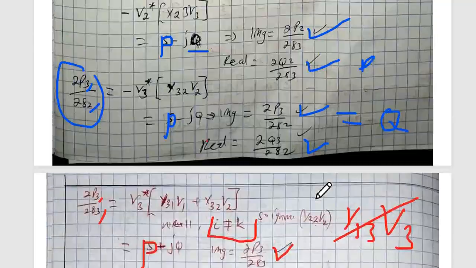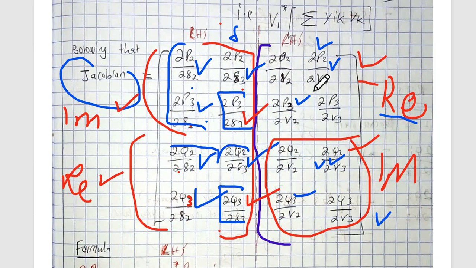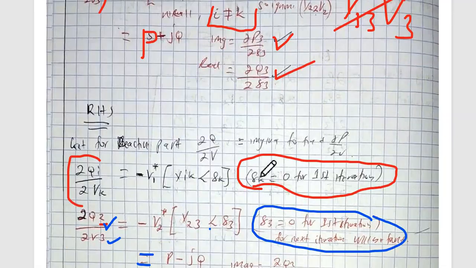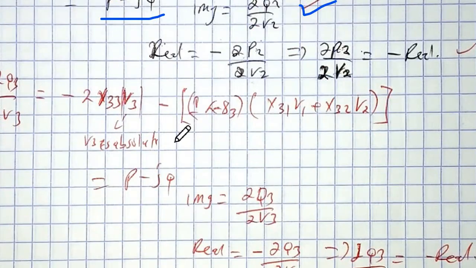So we'll just come in here. You want this partial Q2, partial V2, which is here. This one is imaginary. So to get this, just take the negative of real, like we have written here. Negative of the real. Same for partial Q3, partial V3.